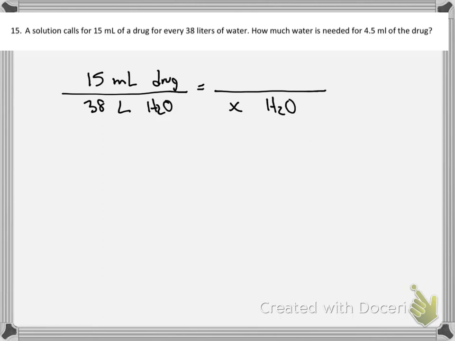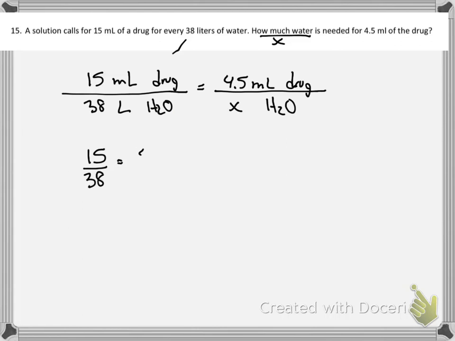Remember, whatever variable starts on the top stays on the top. Whatever starts on the bottom stays on the bottom. So how much water, we'll call it X, is needed for 4.5 milliliters of the jug. Again, notice the jug starts on top, stays on top. Water starts on the bottom, stays on the bottom. That is the key to setting this up and solving it correctly.